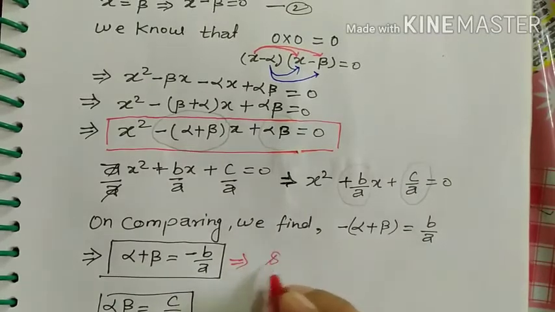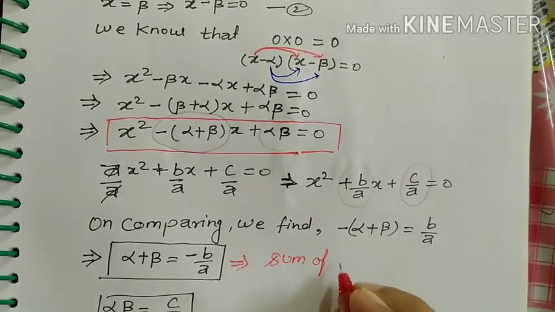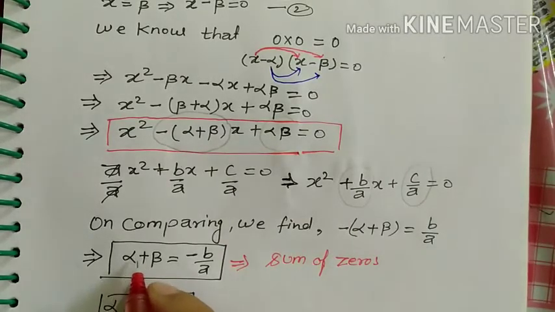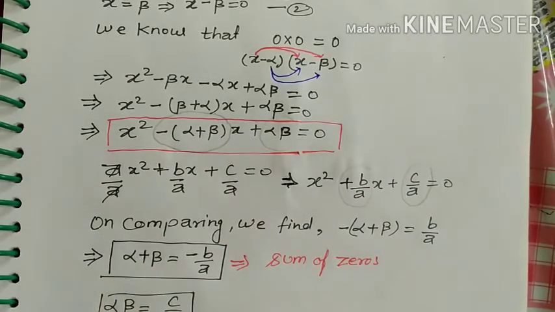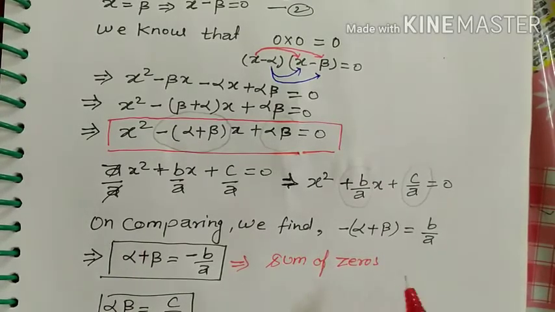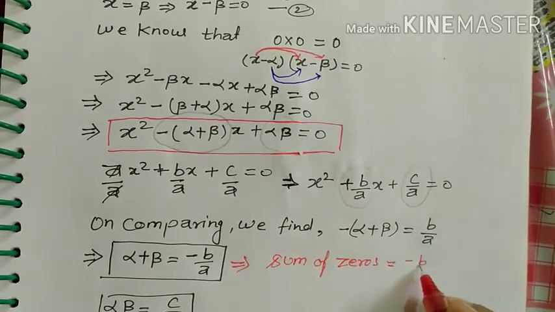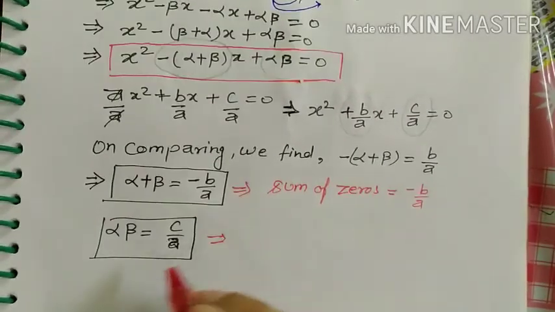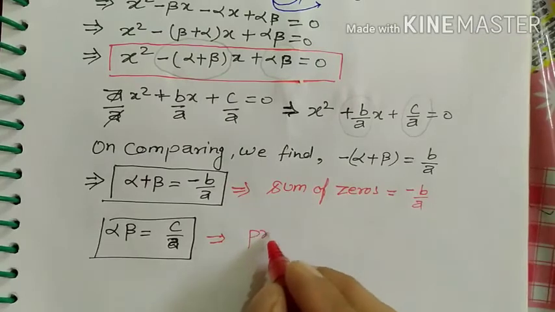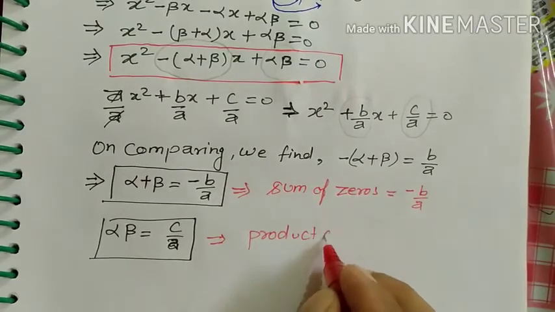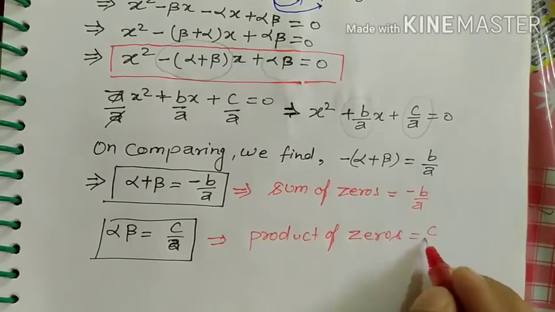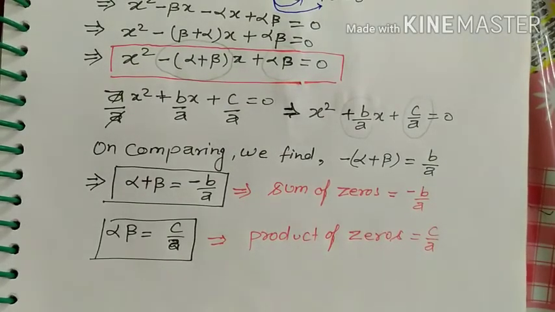So we write that this is the sum of zeros, because we find the addition of alpha and beta. So sum of zeros equals minus b by a, and alpha into beta is the product of zeros. Then we can say that product of zeros equals c by a. And that's the most important point.